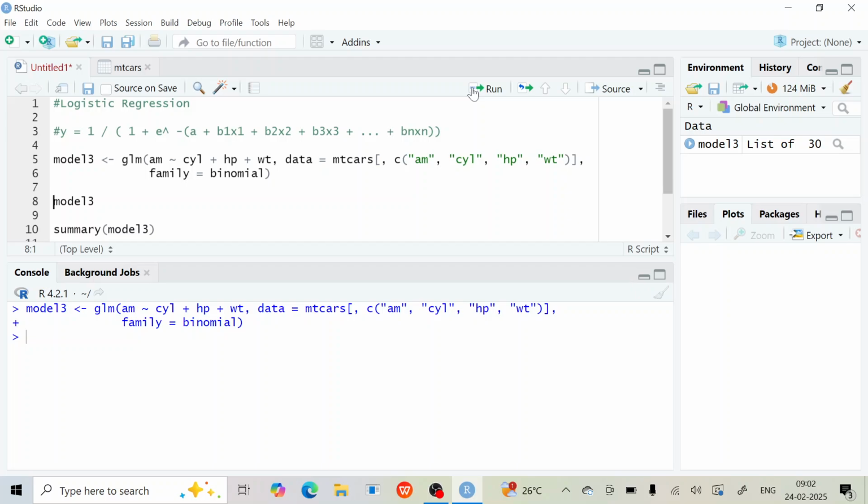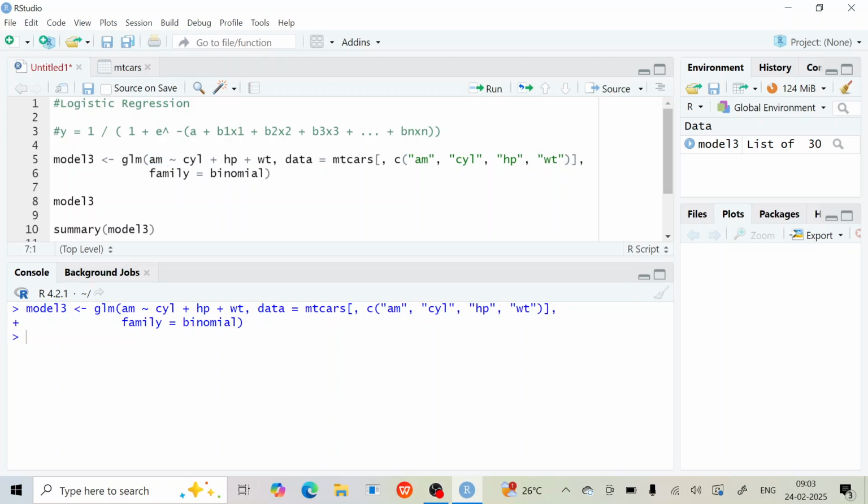In the equation of logistic regression, a, b1, b2, b3 up to bn are all constants, and x1, x2, x3 up to xn are the parameters which are given on this side. In our case we have x1 as cylinder, x2 as horsepower and x3 as weight, and the y variable is am.